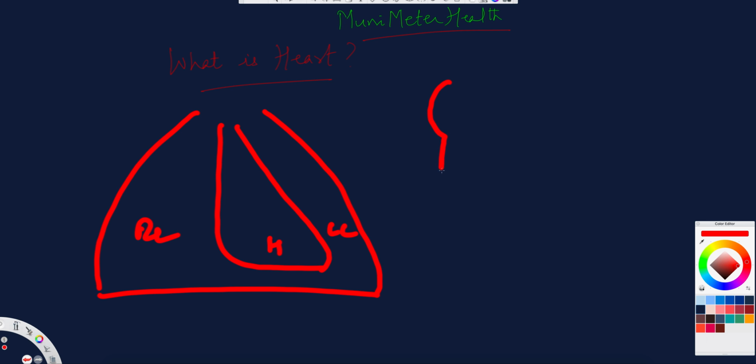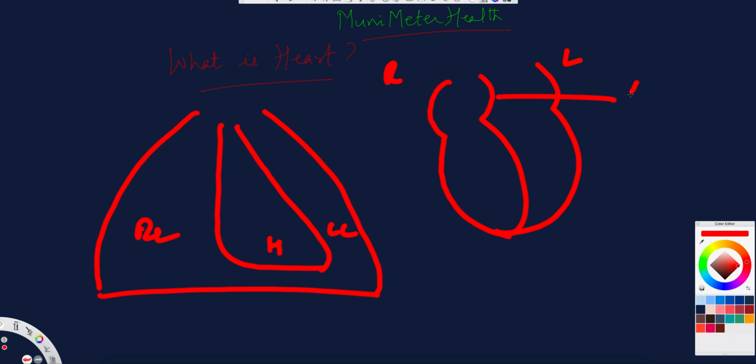It has four chambers, so we'll draw the chambers now. There are two chambers on the top and two chambers at the bottom, the right side chambers and the left side chambers. The top chambers are called atrium, A-T-R-I-U-M, and the bottom chambers are called ventricles. So right atrium, right ventricle, left atrium, left ventricle.